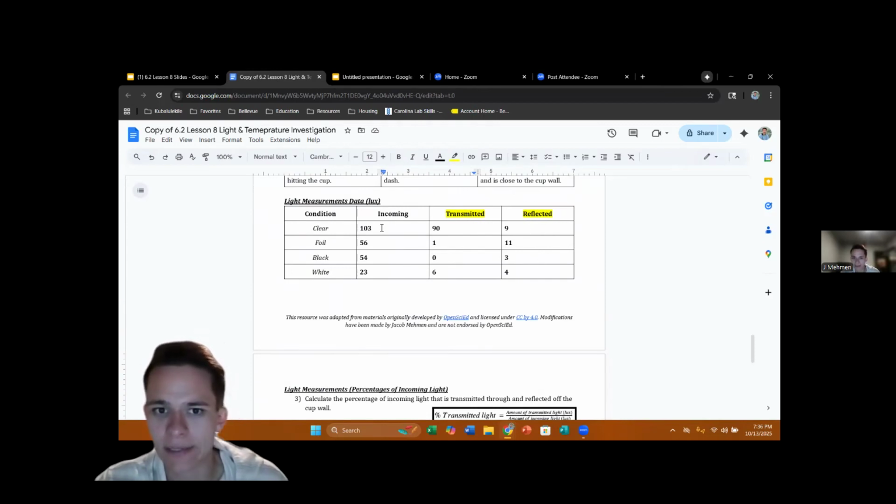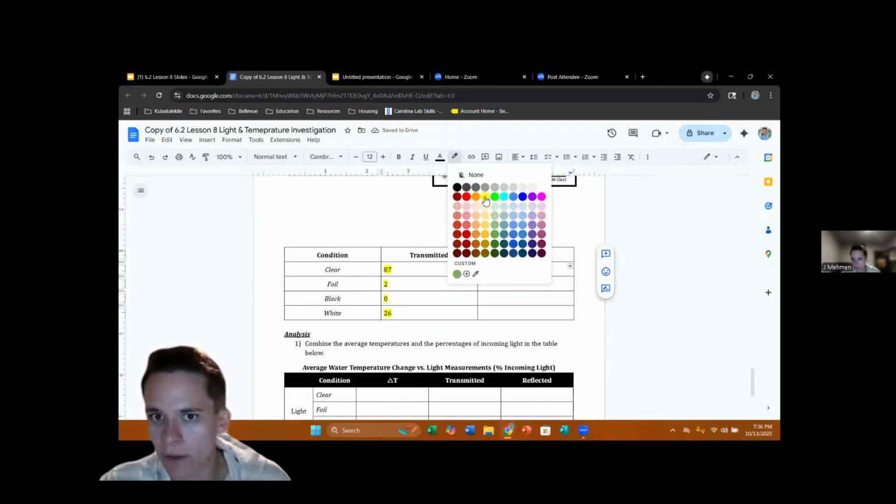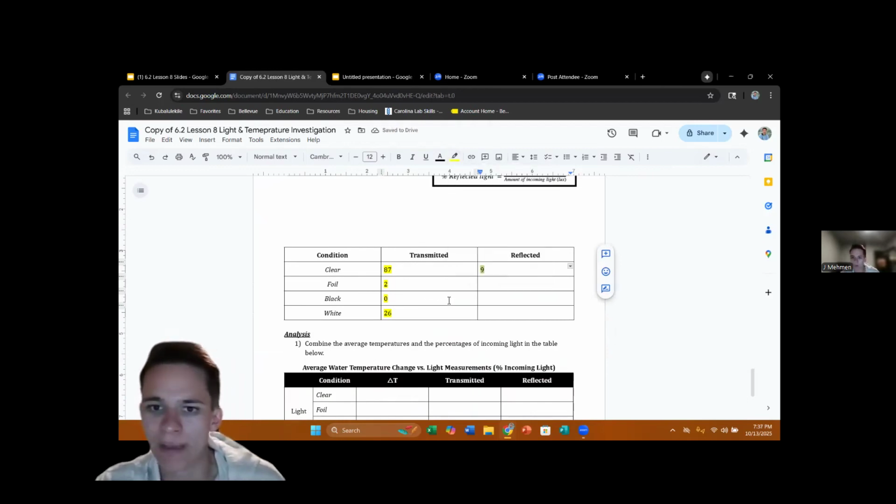I'm going to take 9 divided by 103 times 100. That gives me 9%. Now, here's the question to think about. We have the amount of light transmitted, we have the amount of light reflected, and we're missing one, the amount of light absorbed. Notice that if we took 87 plus 9, that doesn't equal 100. And whenever we're doing percents, it should always equal 100. That difference, the amount we're missing to get up to 100, that's our amount absorbed. So we could take 100 minus 87 minus 9 and get the amount of light absorbed.